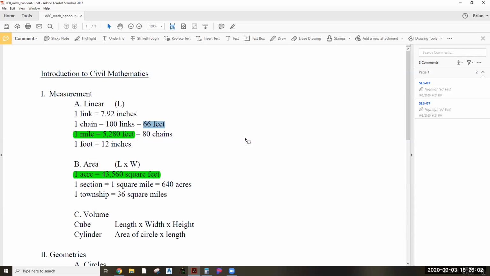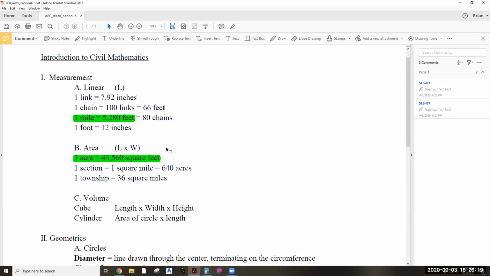Alrighty. Any questions on the linear portion? Okay. An area, when we're talking about property, is length times width if it is a four-sided figure. Okay. Now 1 acre is an area of land.